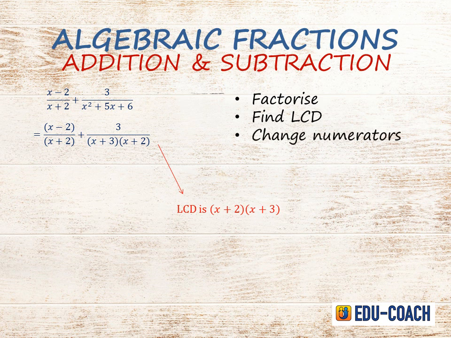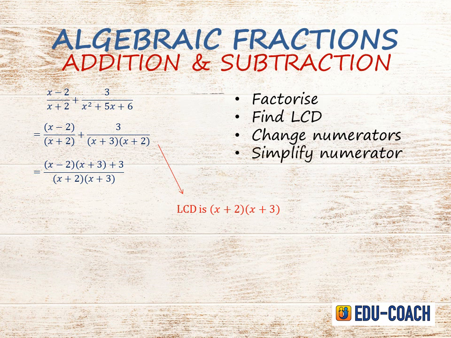The next step is to change our numerators. So if we look at our first term, x minus 2 over x plus 2, we multiply the numerator by x plus 3. Our second term, because the denominators are the same, the 3 will remain the same. We don't multiply it by anything else.